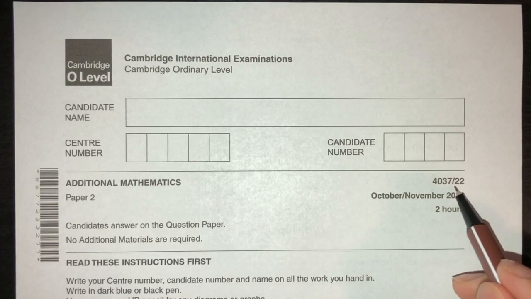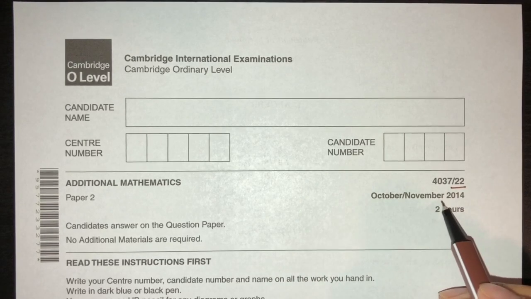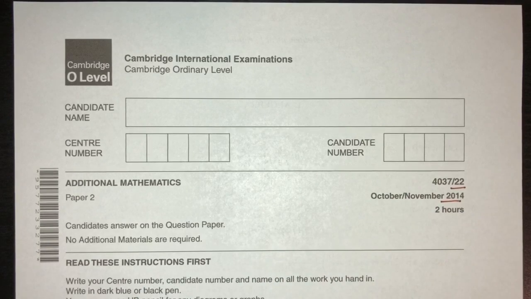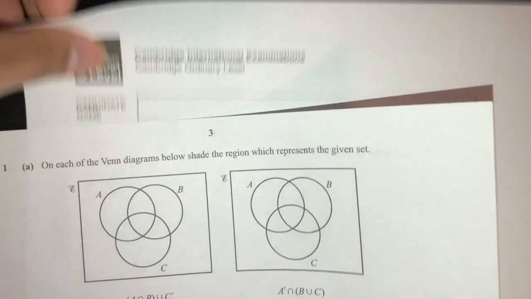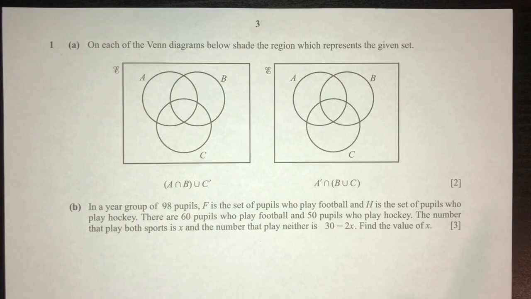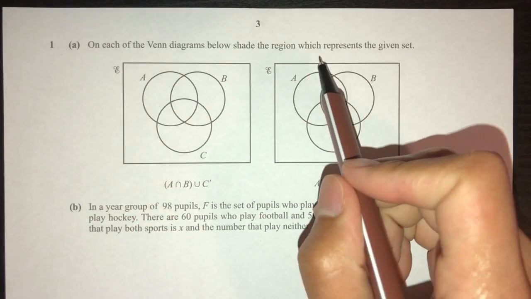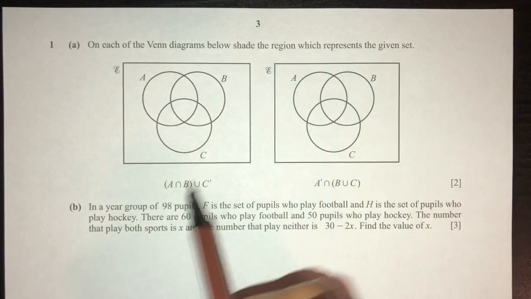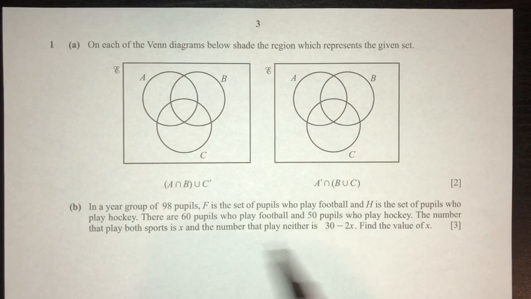This one is paper 2-2 of October and November 2014. Okay, so let's move on to question number 1. Here we have, on each of the Venn diagrams, shade the region which represents the set. So let's see what is the first one.